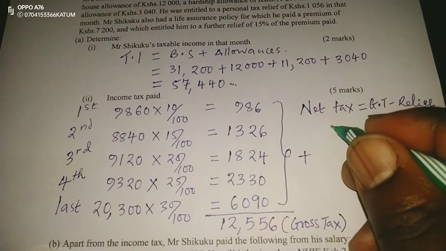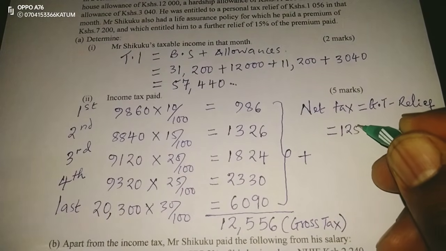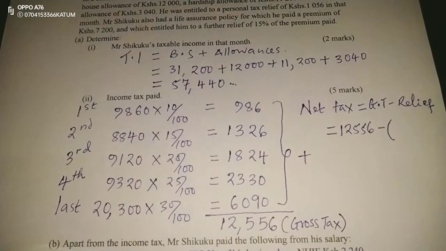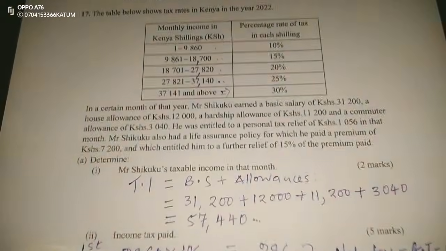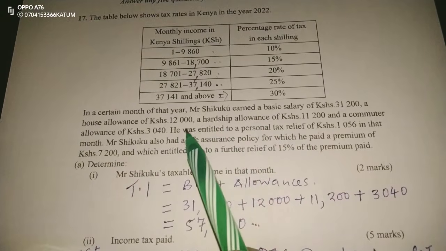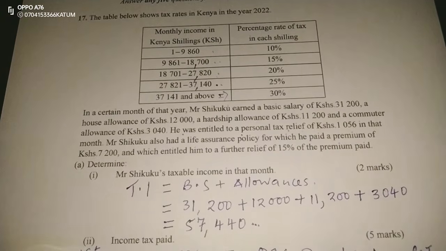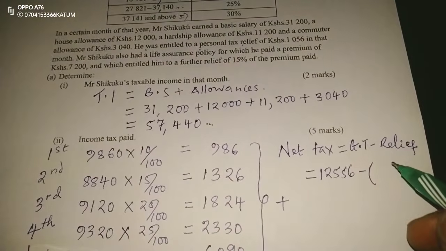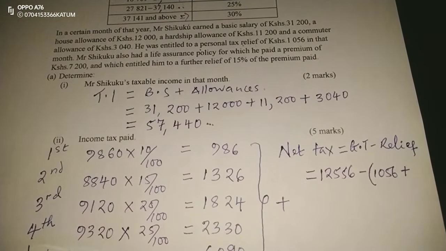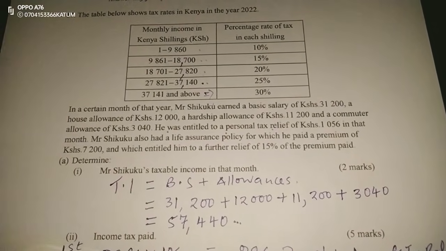Gross tax minus relief. So a gross tax of 12,556 minus the reliefs, which are 2. We are told that Mr. Shikuku was entitled to a personal tax relief of 1056. So there is the first relief of 1056, then another relief now due to premiums in a life assurance policy.